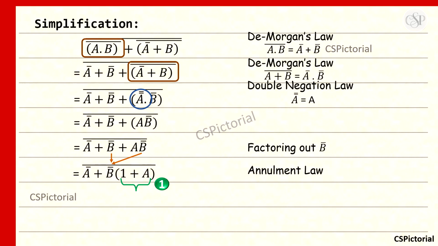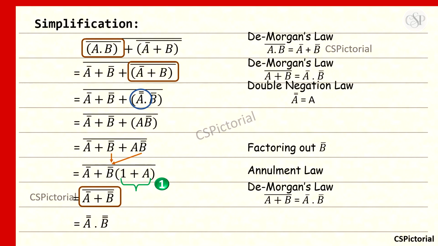Applying the appropriate laws at each step, the expression is reduced to A bar plus B bar the whole bar. Now De Morgan's law, A plus B bar equals A bar dot B bar, gives us the expression A double bar dot B double bar. With the double negation law, the expression is finally simplified to A dot B.